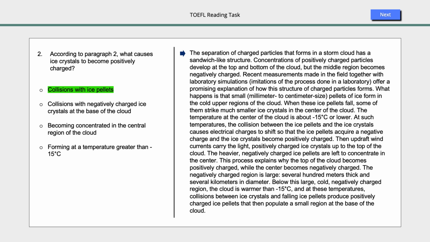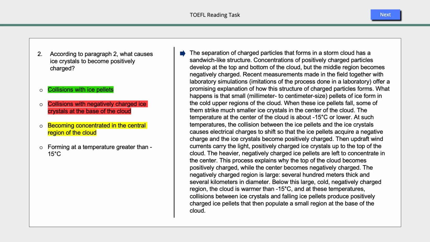Did you choose any of the other options? Some of them were a bit tempting, so it was tricky. Let me show you why those options were misleading. The second option says collisions with negatively charged ice crystals at the base of the cloud, but there's no information in the passage that ice crystals collide with negatively charged ice crystals. So this option is incorrect.